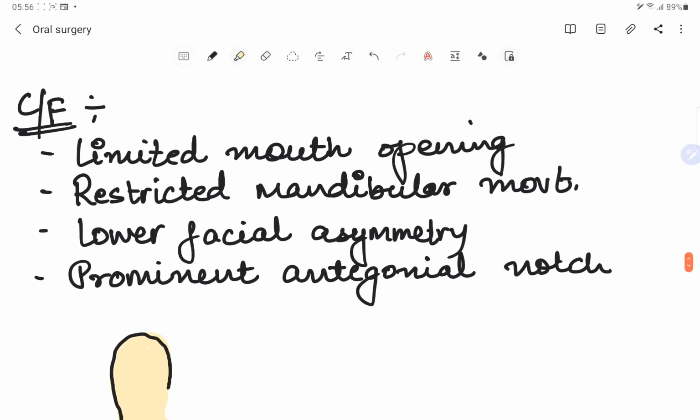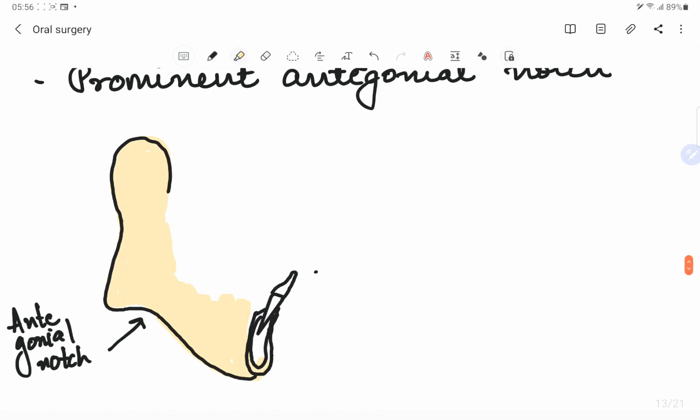We see that there is a limited mouth opening, the patient won't be able to open the mouth, that is the reason the patient won't be able to eat or even speak properly. And if there is a limited mouth opening, the hygiene is also not maintained. Sometimes there can be possible compromise of the airway. We also see that there is a prominent antigonial notch. If you can see over here, this particular notch is the antigonial notch.